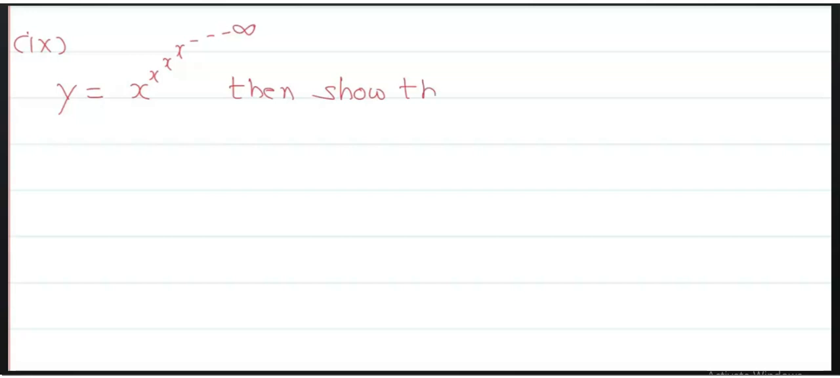Now next is, if y is equal to x raised to x raised to x raised to up to infinity. The space is not sufficient. y is equal to x raised to x raised to x raised to x up to infinity. Then show that dy by dx is equal to y square upon x into 1 minus log of y.